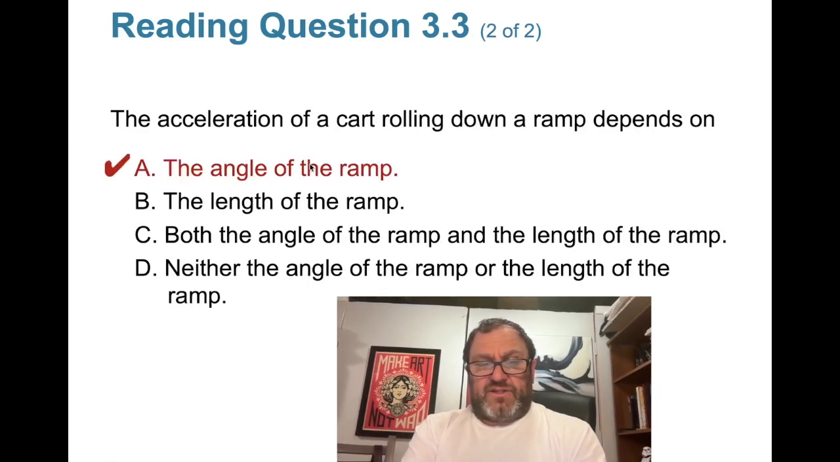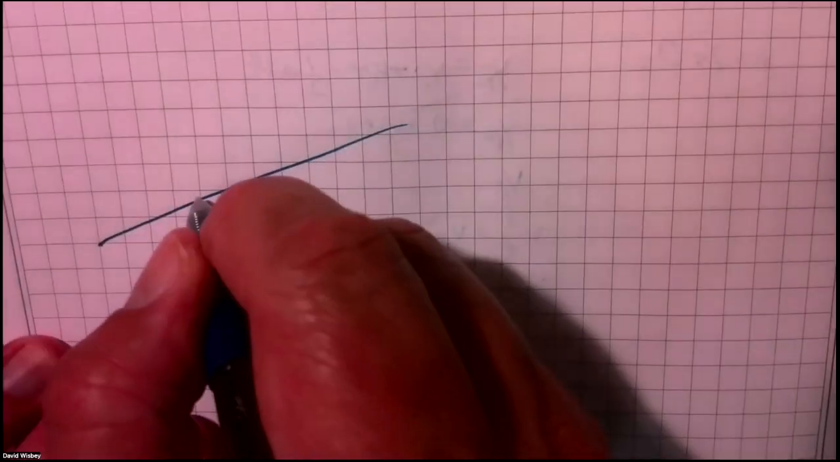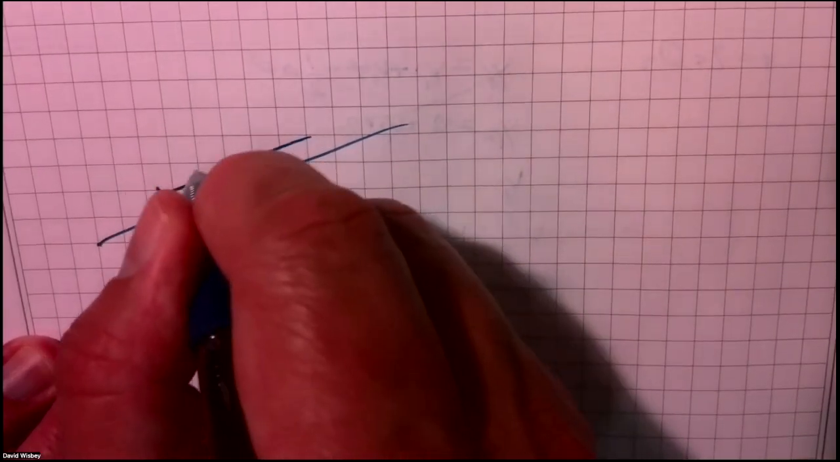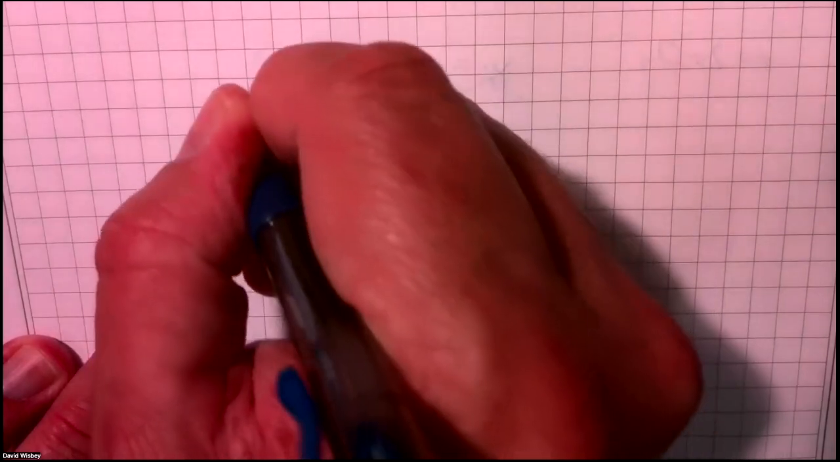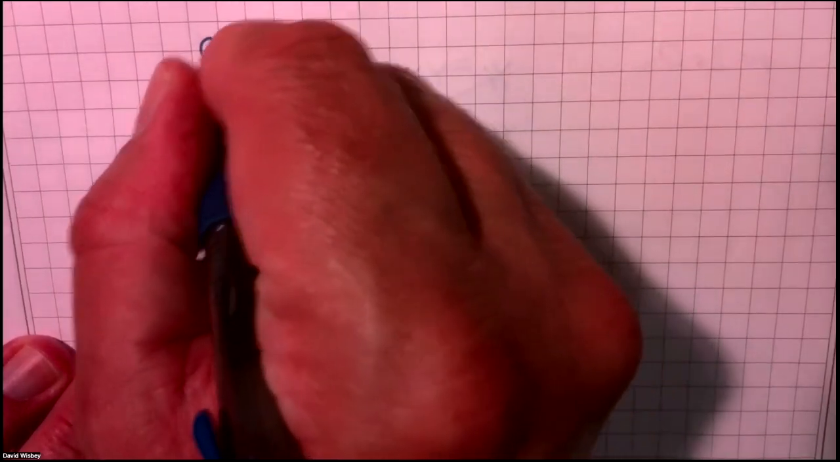But let's drill down on this one a little bit. I'm going to draw a picture here, and let's draw a ramp. Here's how this works. Let's say we have Dr. Wisby on a skateboard. Yes, I like to ride my skateboard, and I don't do it that often, but when I'm in physics class, I like to ride my skateboard.